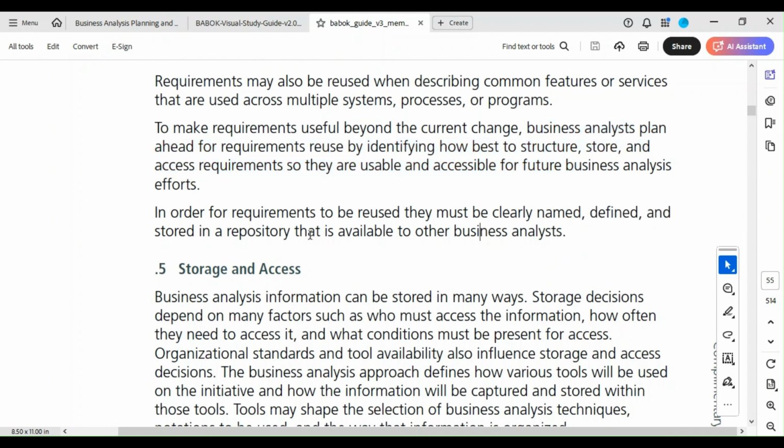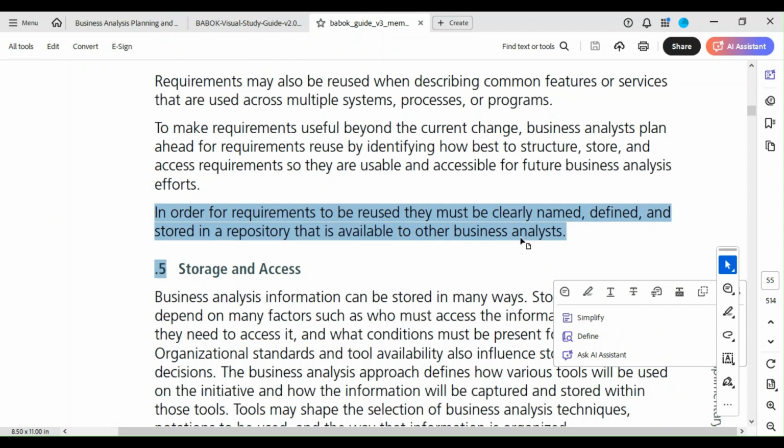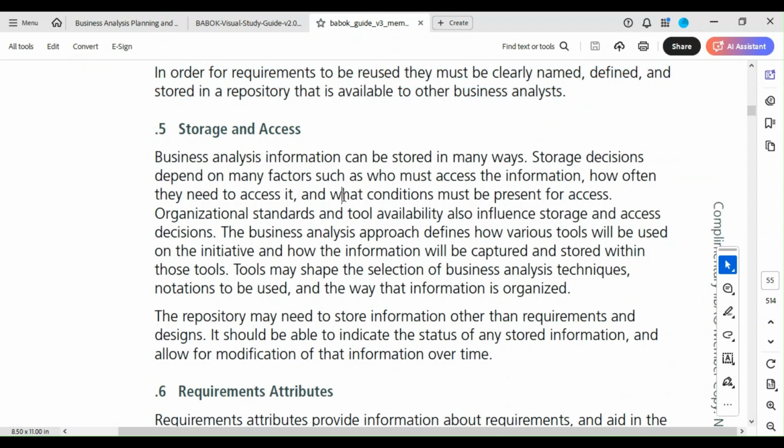Now, in order for requirements to be reused, they must be clearly named. This is very important information you need to look at. So, for you to reuse your requirement, it must be clearly named so that people would understand it, defined, given a clear description, and stored in a repository that is available to other business analysts. So, you have to carry everybody along, even people that are not in your team, because it may also be important to them. And there should be a repository that is accessible to everyone.